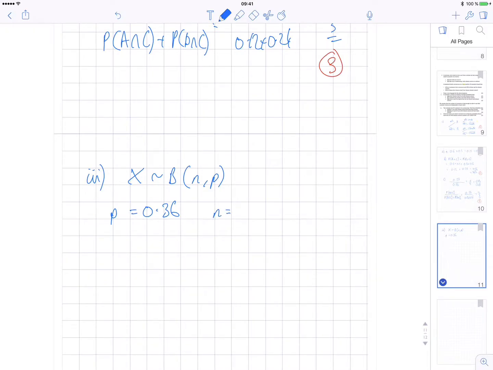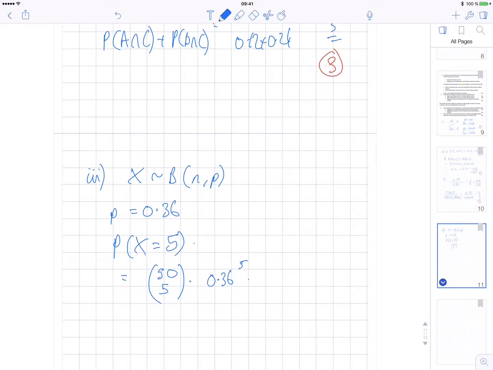And n is equal to 5. Well, the distribution, actually, we want to have 5. Let's do this properly. If I was going to use the actual formula, exactly 5 cars are chosen. So we have the probability that X is equal to 5. We could say that's equal to 50 choose 5, times 0.36 to the power of 5, times 0.64, because that's what p is, to the power of 45.